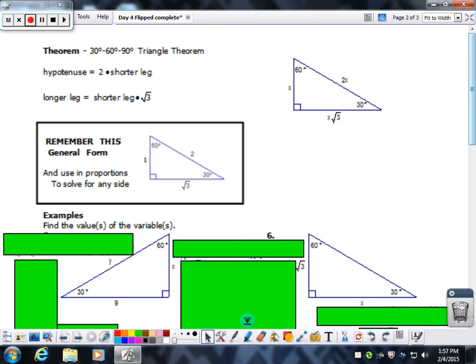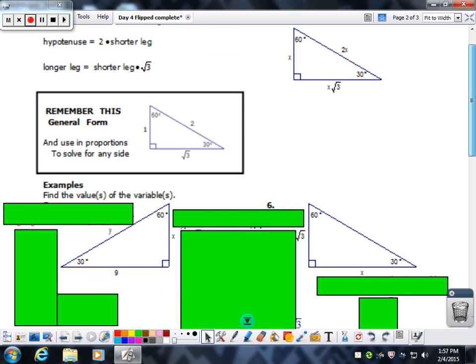Moving on to 30-60-90 degree triangles. The hypotenuse is equal to 2 times the shorter leg. The way to identify the shorter leg is it's always across from the 30 degree angle. So here's your 30 degree angle. Across from it is always going to be the shorter leg. To find the longer leg, you're going to multiply the shorter leg times the square root of 3. So the longer leg is always across from the 60 degree angle.